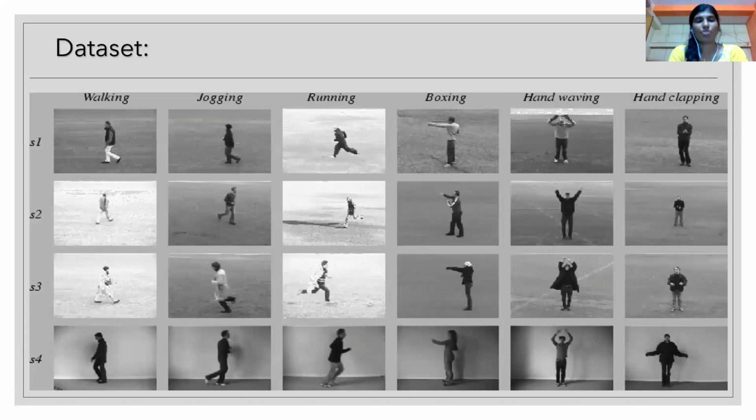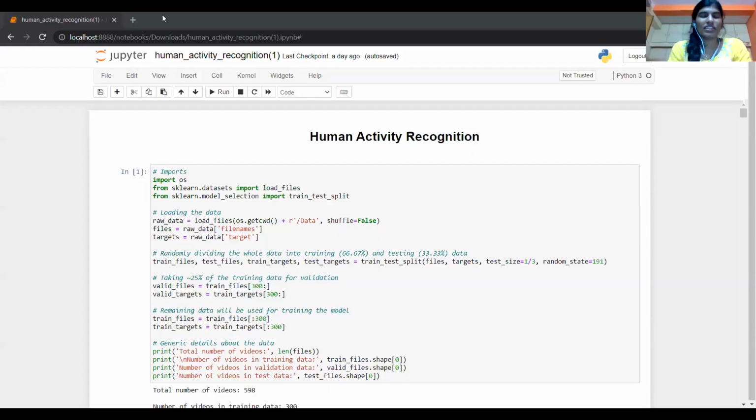These are the data which I have used here: walking, jogging, running, boxing, hand waving and hand clapping. Now we are moving into the human activity recognition. In this, first we are importing OS. OS is a Python module providing functions for interacting with the operating system. It comes with Python and stands for the utility modules.